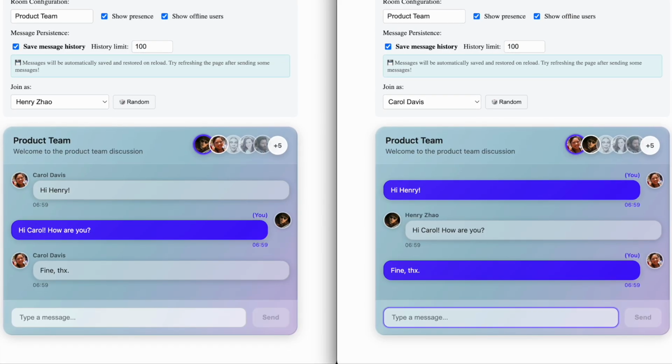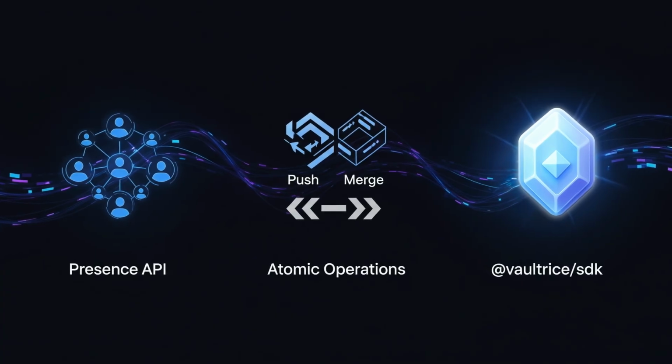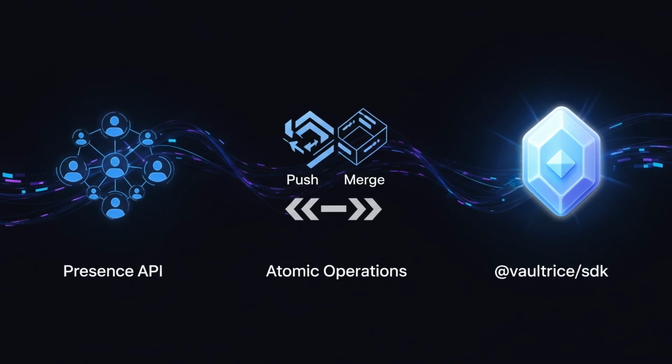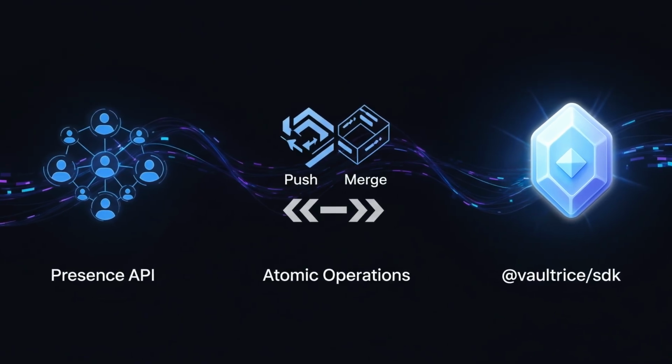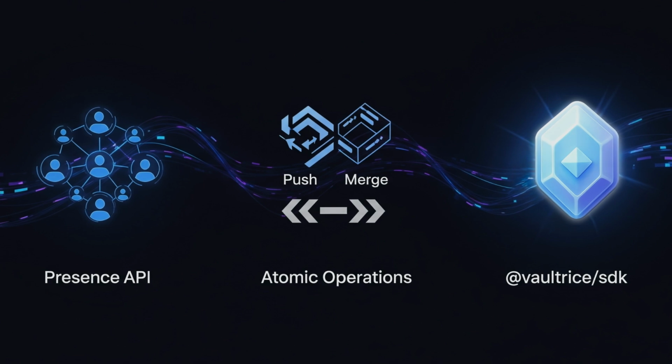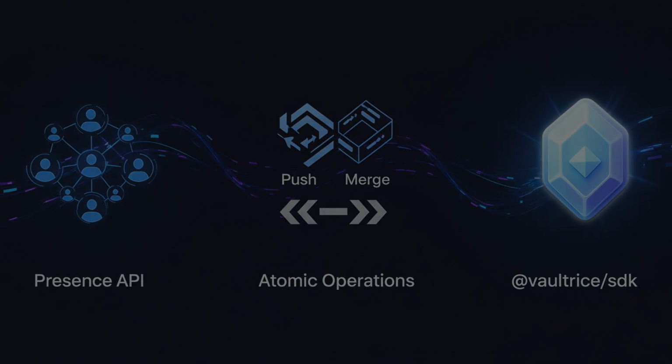a single prop. This is all possible because the ChatRoom component does the heavy lifting, using Vaultrice's Presence API and atomic operations, all powered by our SDK. Building powerful real-time features should be fast and fun, not a back-end nightmare.